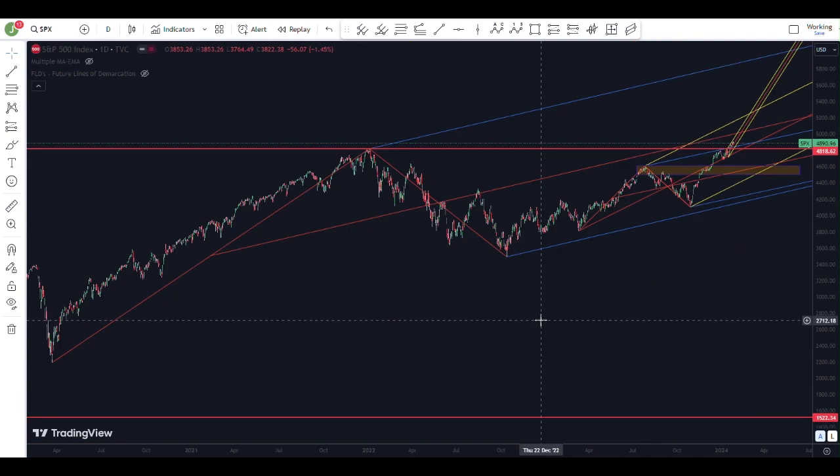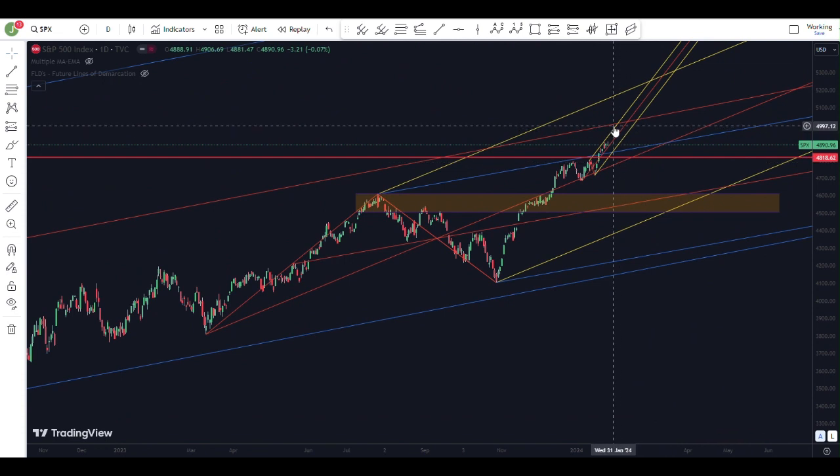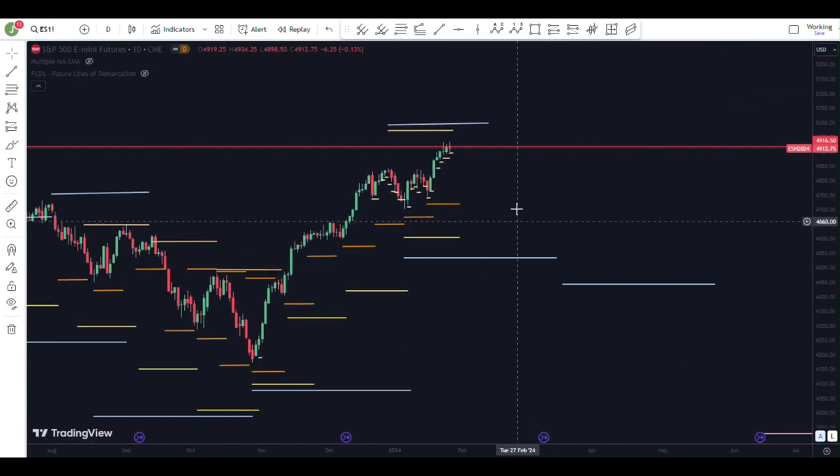We are now on the SPX daily chart. I'm showing a long-term modified shift median line set, which we are now very close to achieving the median line on. As I mentioned in the last couple of videos, we've been expecting further upside, especially after we put this trough in here. I'm going to switch to the E-mini futures.